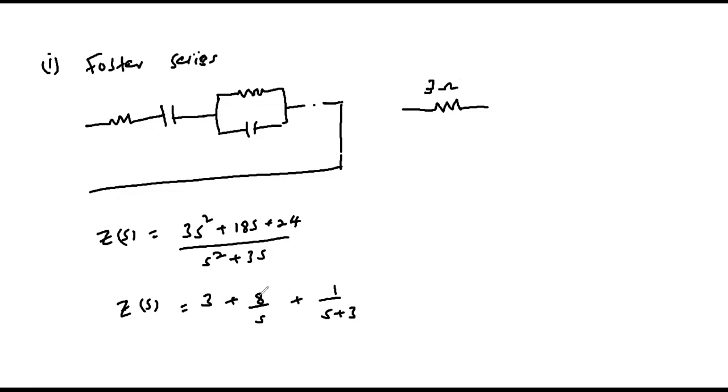The second component is 8 over s, which we can write as 1 over (1 over 8)s, which is similar to the impedance due to a capacitor, 1 over sC, and therefore that indicates the presence of a capacitor whose capacitance is 1 over 8 farad.